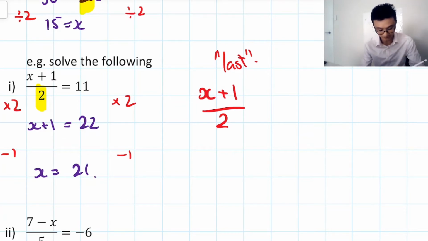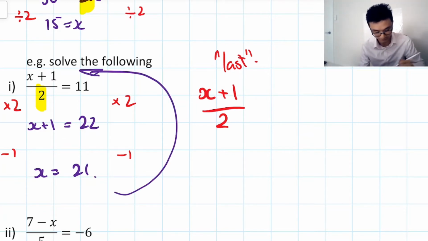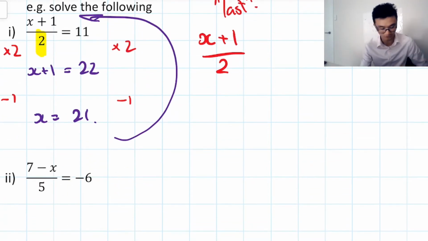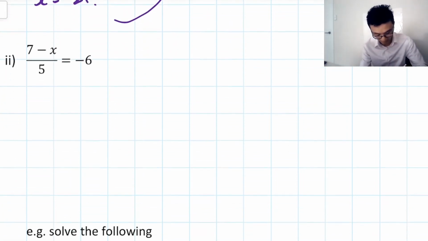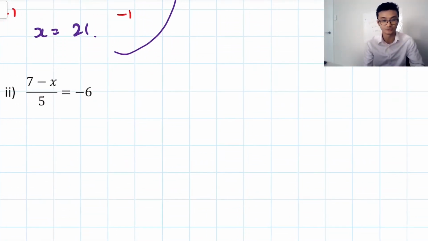Alright. Again, we can check that by putting it into the original equation. So 21 plus 1 is 22. Divided by 2 is 11. Alright. So that's how we can solve the following equation. And we can apply this to all these kinds of examples here too, right?